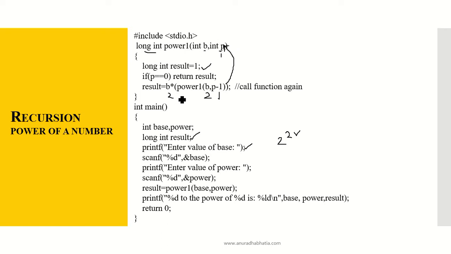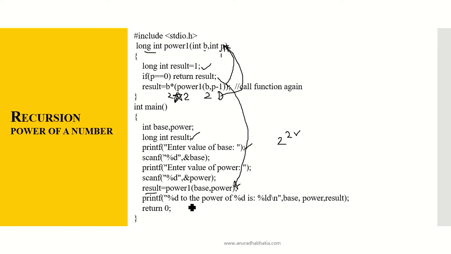p is not 0. So b into, so it will be 2 into 2. Now p minus 1, so p becomes 0. So now the function call will be with 2 and 0. As p has become 0, it will return the result. So 2 into 2 is 4. So that will be returned. So that result will be returned over here, and then it will come over here and it will be stored in this result as the function call. When I say return result, this returned result will come over here.